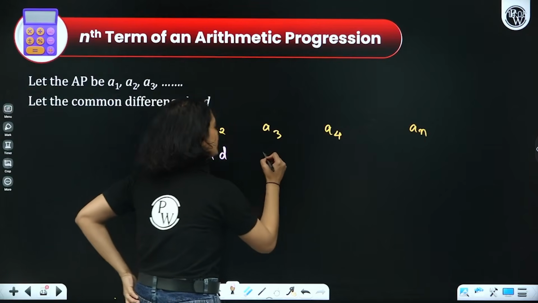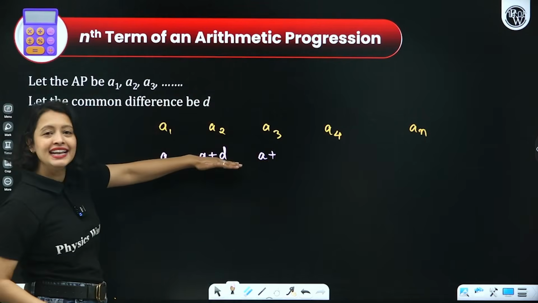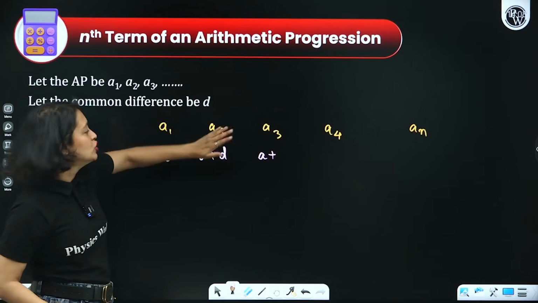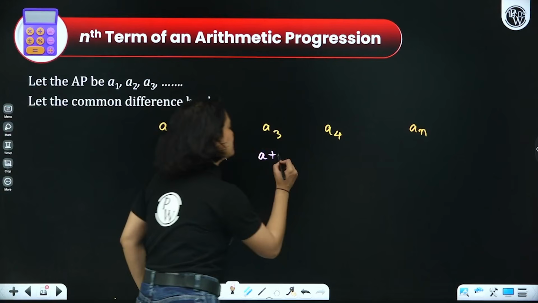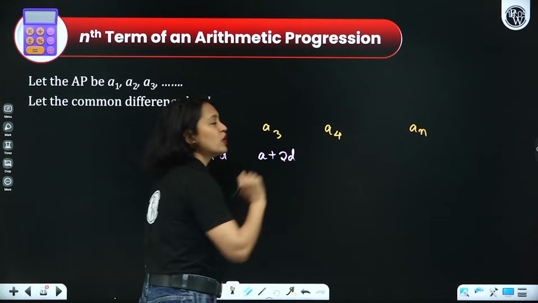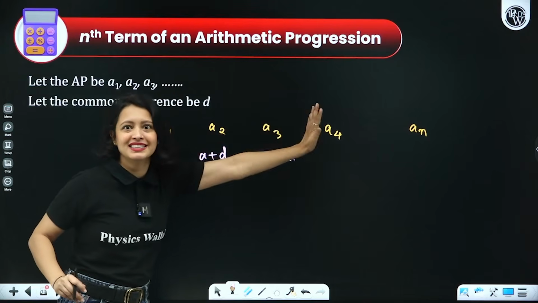What would be A3, everyone? A3 would be A plus, now here, you are adding D with A plus D, yes or no? You are adding the common difference with A2. So, A plus D plus D, that would be A plus 2D. Similarly, what would be A4? A4 would be A plus 2D plus D, right? A3 plus D, that's it.